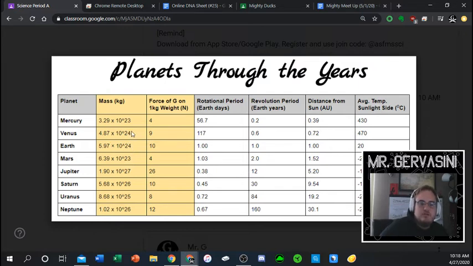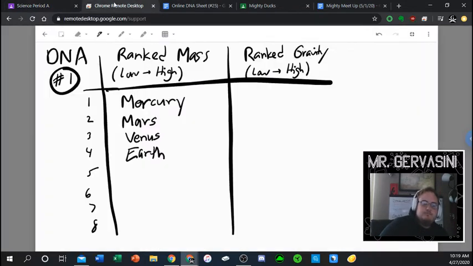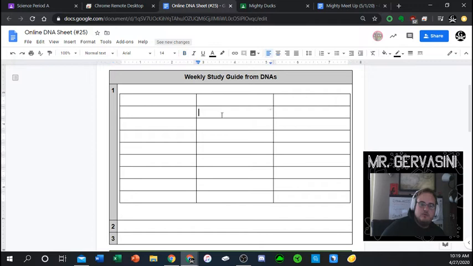So 10 to the 24, 10 to the 24, which one is a smaller decimal? Venus is very, very close to Earth's mass and size, but it's a little smaller. So Venus is the 3rd smallest planet, the 3rd most massive, and Earth is the 4th. So Mercury, Mars, Venus, and Earth. We're going from the lowest mass to the highest mass. Mercury, Mars, Venus, Earth.